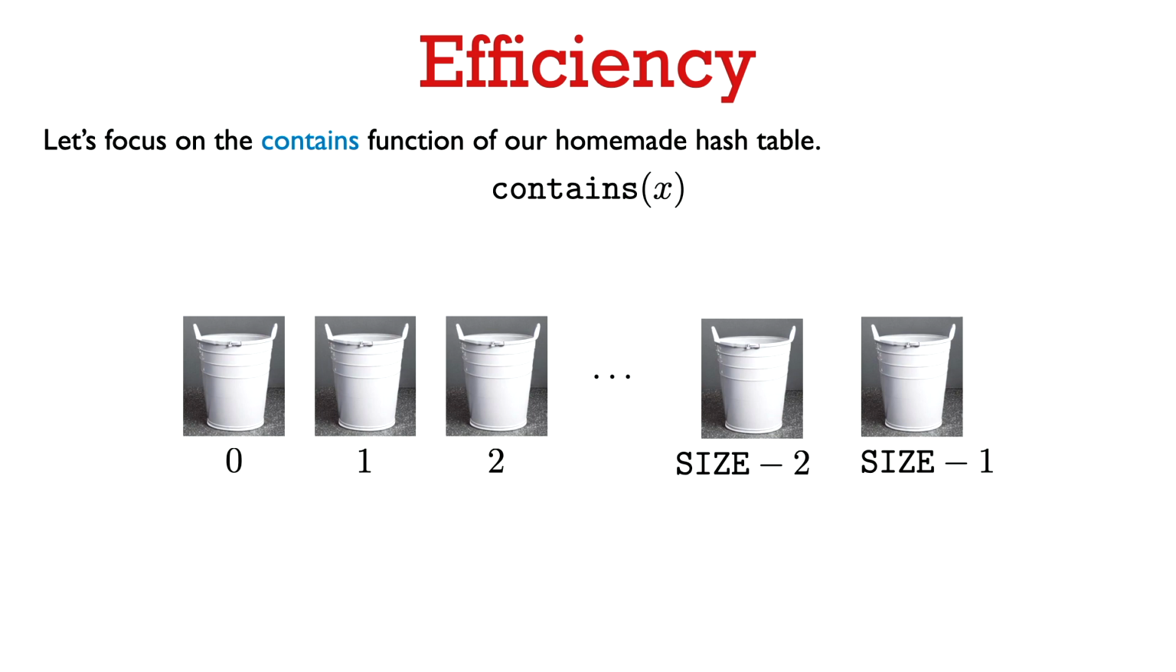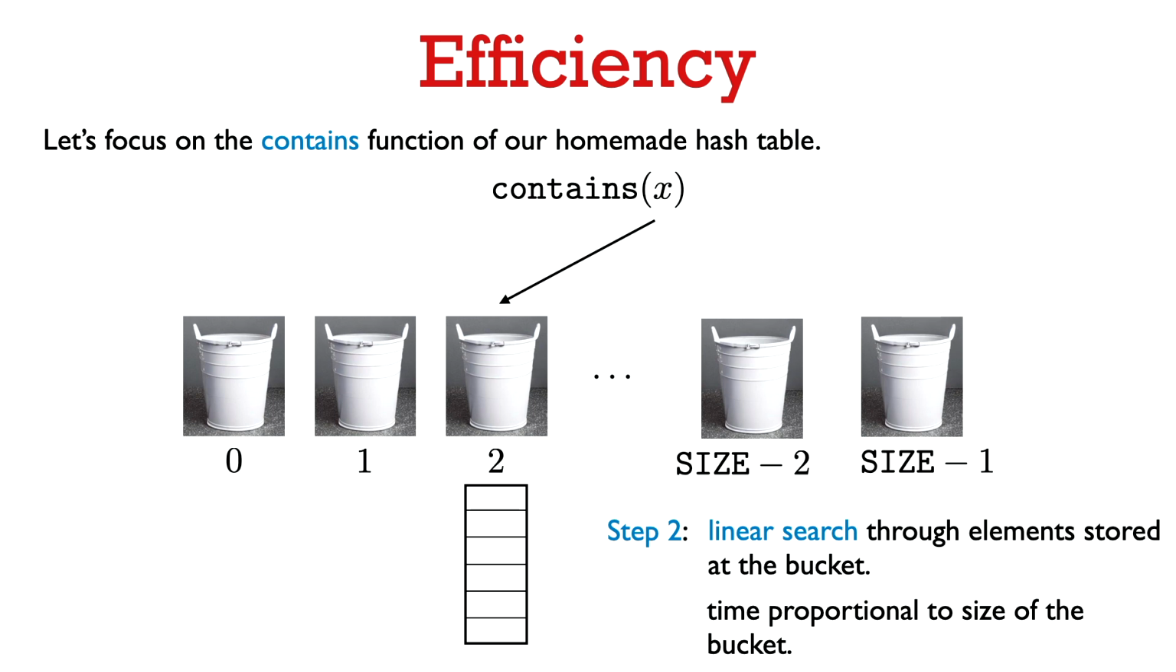Let's look at this contains function of our homemade hash table. We want to see if the hash table contains x. The first step is to compute the hash of x, for example, x modulo size, to see which bucket it should go in. When the hash function can be computed in constant time, then this step is constant time. Once we know the bucket that x goes in, we can do a linear search through the deque stored at this bucket to look for x. This is going to take time proportional to the number of elements in the bucket.